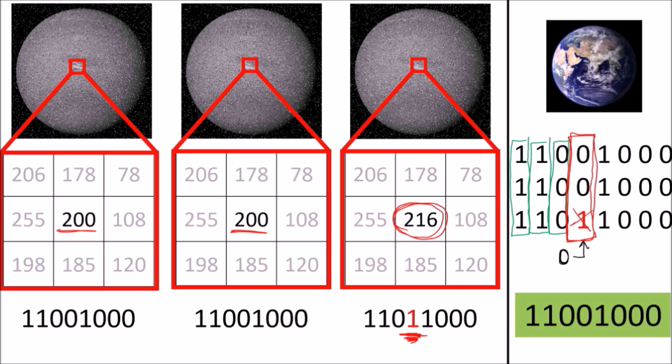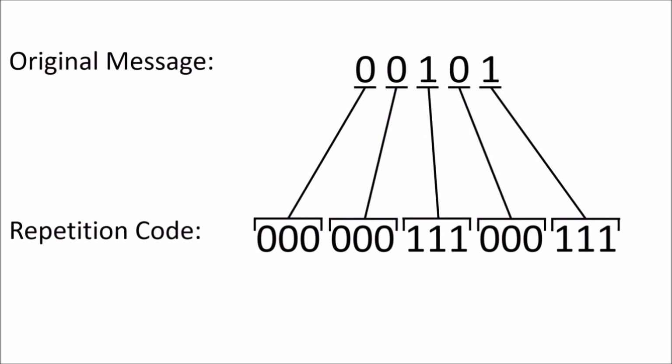And just writing out the other answers, we find that we get a result where the error has been corrected. So we've repaired this corrupted pixel. So basically, our procedure for correcting errors is to take the original message and create the repetition code, where each binary digit gets repeated 3 times.